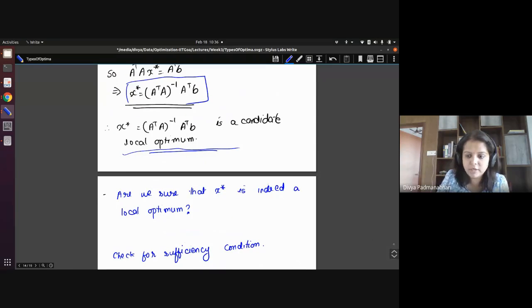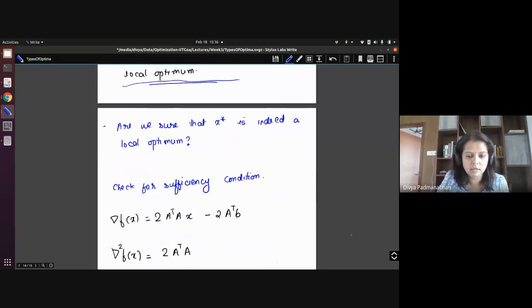That's where we know a sufficiency condition, which is that you take the second derivative, or the Hessian. This was the first derivative, the gradient. Now you take another derivative, another differential with respect to x.